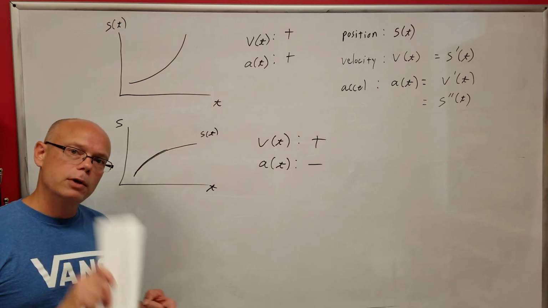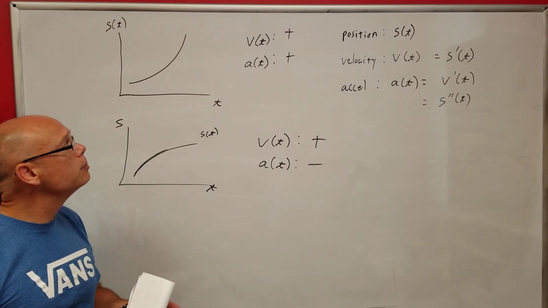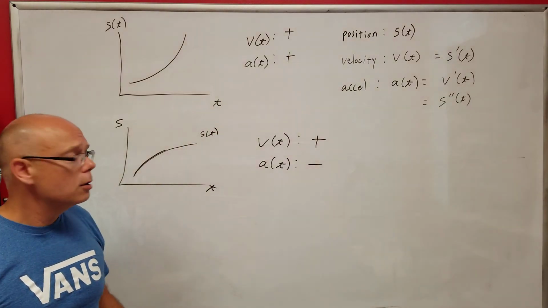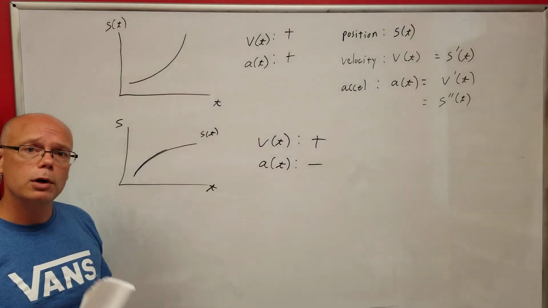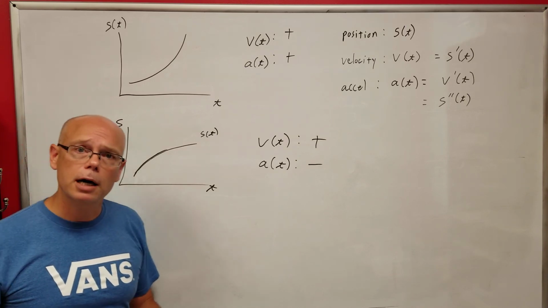So what are we seeing? Velocity, acceleration, when they have the same sign, particle speeding up. When they have opposite signs, particle is slowing down. Keep that in mind.